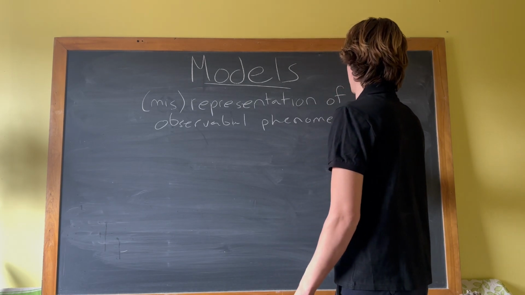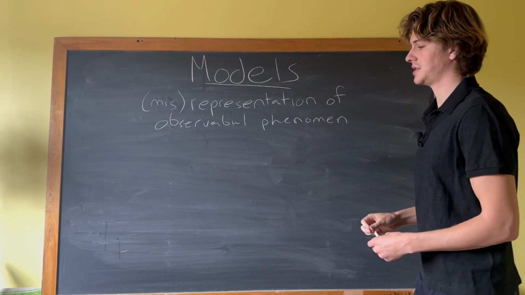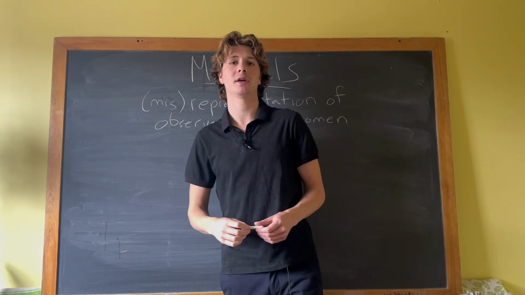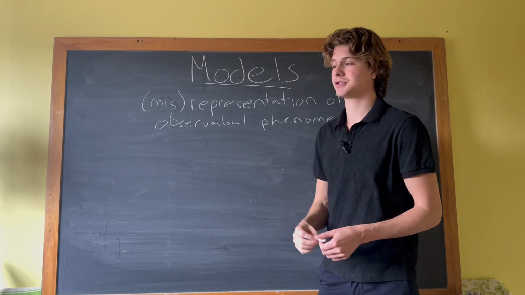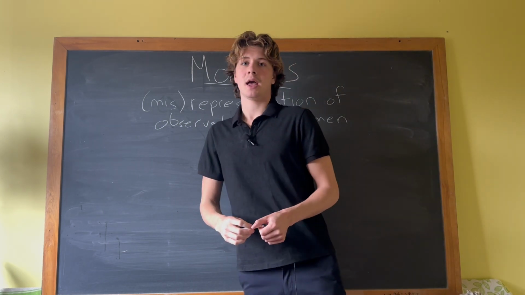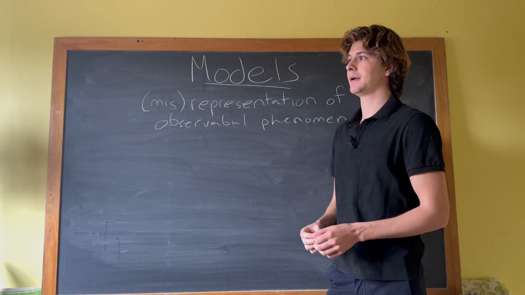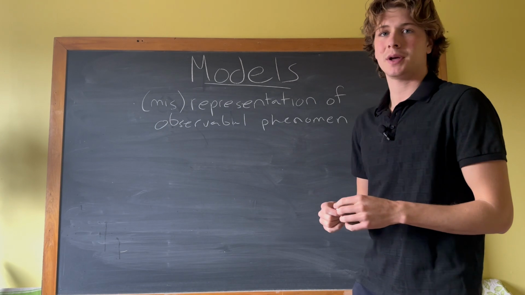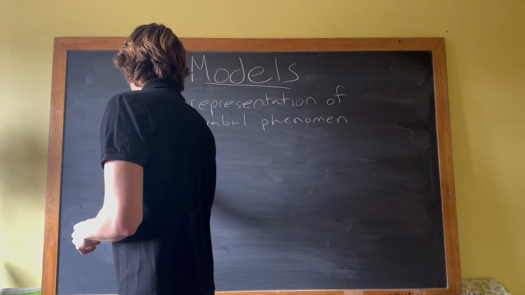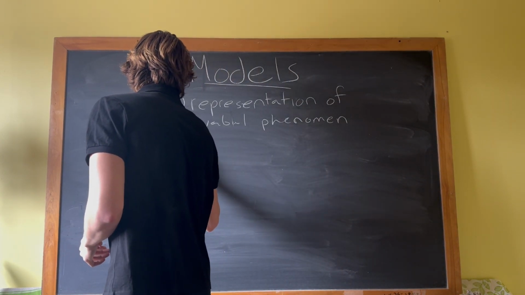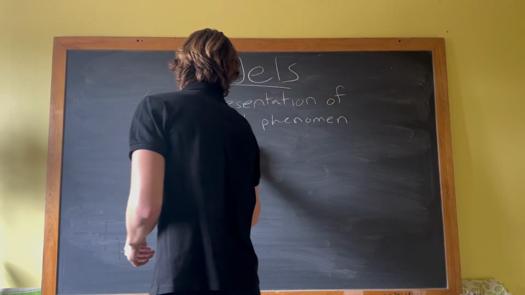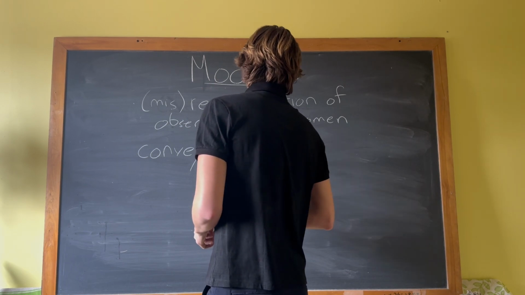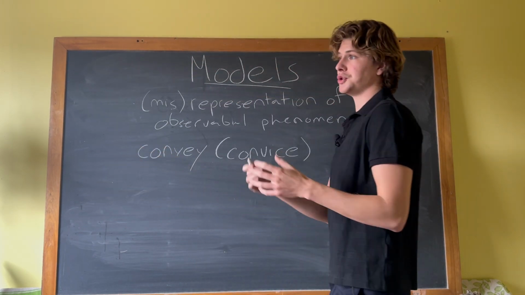Of course, here I wrote that it's a misrepresentation because our theories are fundamentally flawed, because the scientific literature is fundamentally flawed, because theories rely on the scientific literature, they rely on the scientific consensus. And if your foundation is flawed, then everything else becomes crooked. So what models do is they help convey, also known as convince, the reader or the student.